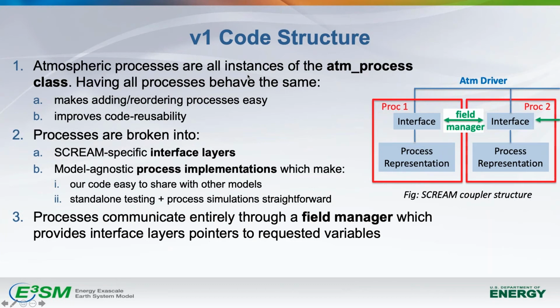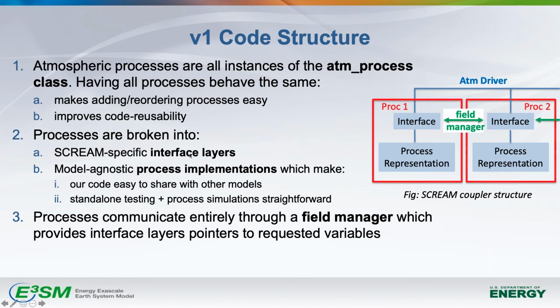And so we've taken advantage of the rewrite in order to use more modern software engineering. In particular, each atmospheric process is a member of what we call the atmosphere process class. This is really useful because each process becomes kind of an interchangeable block that you can add, reorder, things like that very easily. It also allows us to create tools that you can use on all processes, so that reduces the amount of code we have.